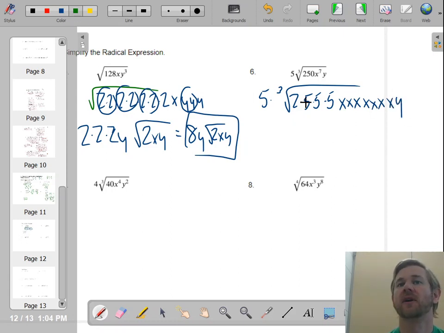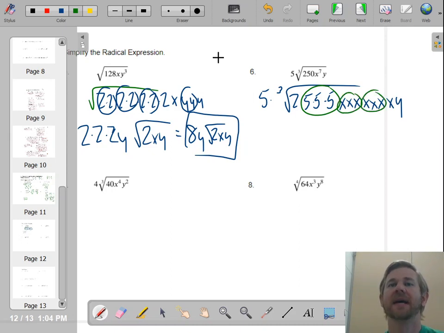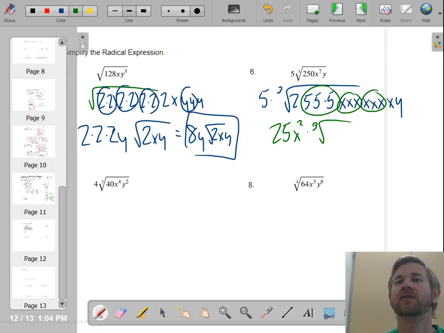For cube root, you're looking for sets of 3. So I'm going to circle all the sets of 3 that I have. And that means for every 3 underneath, 1 makes it out. So if you already have a 5 on the outside and you bring another one out, now you have 25. Bring an x out, bring another x out, that's x squared. That's all that's making it out of this thing, but we still have the third root of 2xy. That's all that's left underneath.